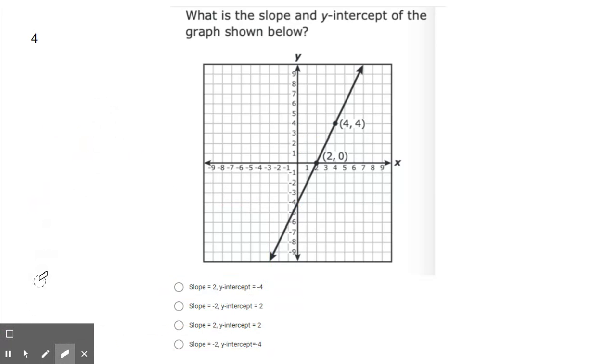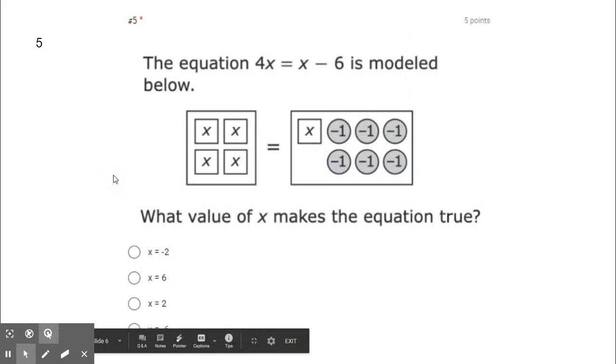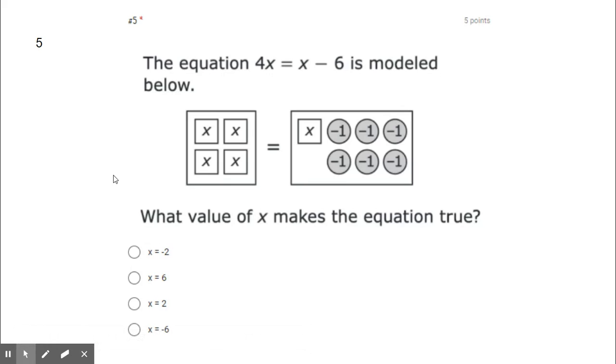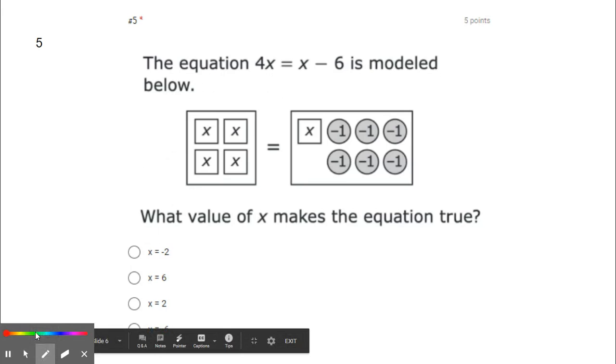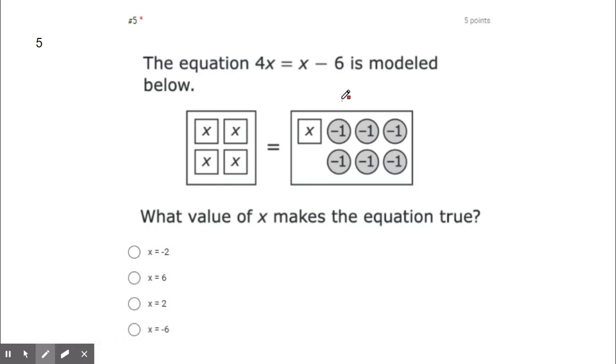Number 5, the equation 4x equals x minus 6 is modeled below. What is the value of x that makes the equation true? All right, so we've done some modeling last year, I remember in 7th grade. Whatever you do to one side, you must do to the other. So if I get rid of, I have one x I can take off of each side. But then I have 3 x's remaining and 1, 2, 3, 4, 5, 6 negatives.